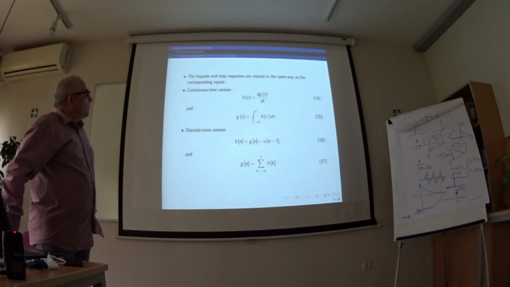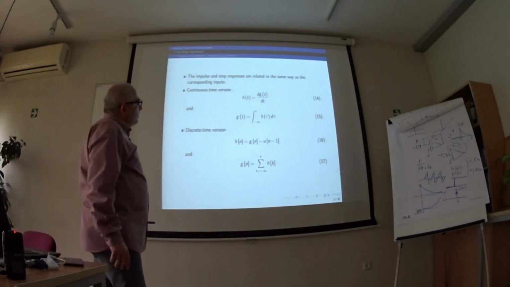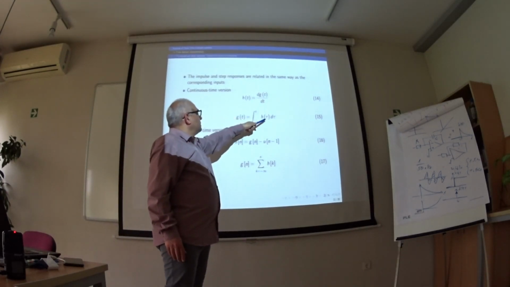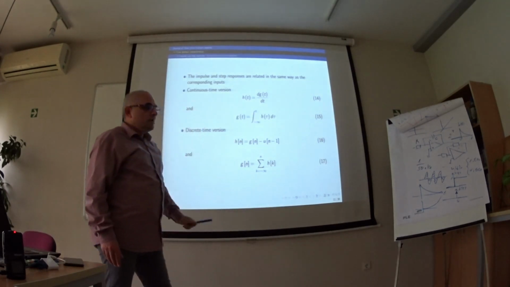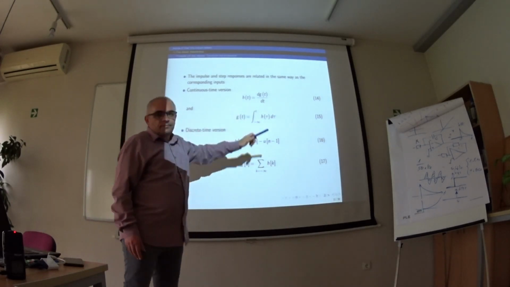Because delta and u of t are related by integral and derivative, for impulse and step response we have similar relations. If we differentiate the step response, we will get the impulse response, and back, if we integrate the impulse response, we will get the step response. We don't need both of them, we need just one of them.